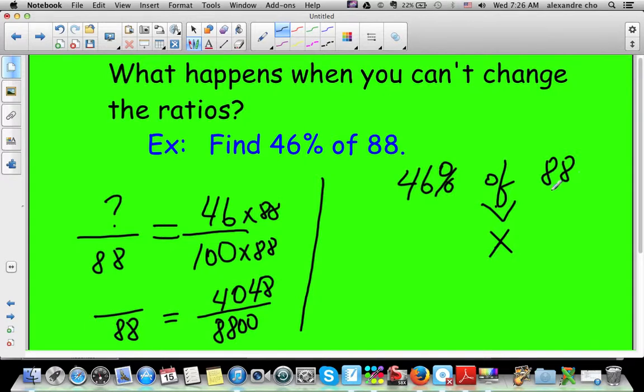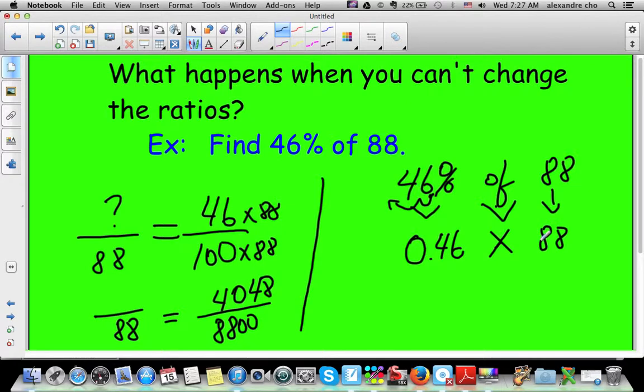Okay, so this number 88 doesn't change, but the percent will change. You can never multiply a number that is in percent format. You gotta change that to either a fraction or change it to a decimal. My suggestion is to change the 46% to a decimal. Okay, so how do we change 46% to a decimal? You eliminate the percent sign, and then you move the decimal that's right here 2 spaces to the left. So 46% as a decimal ends up being 0.46.